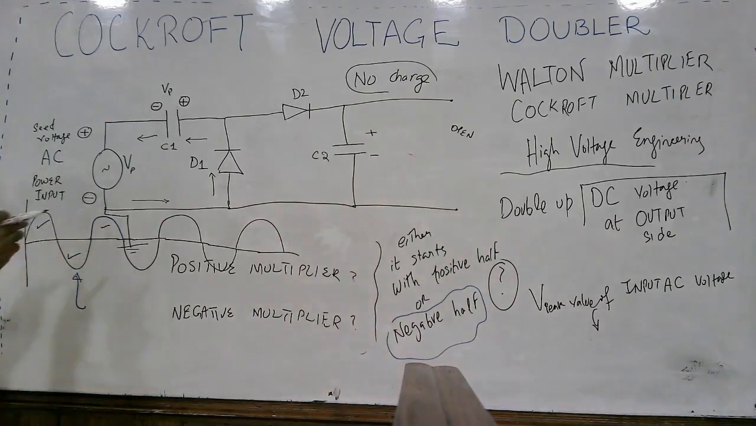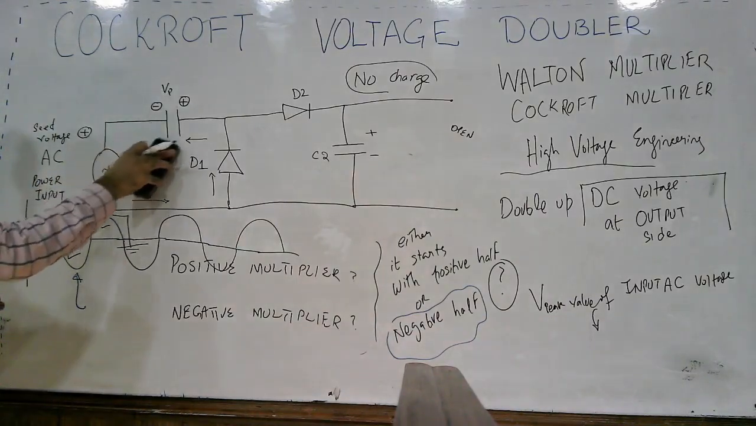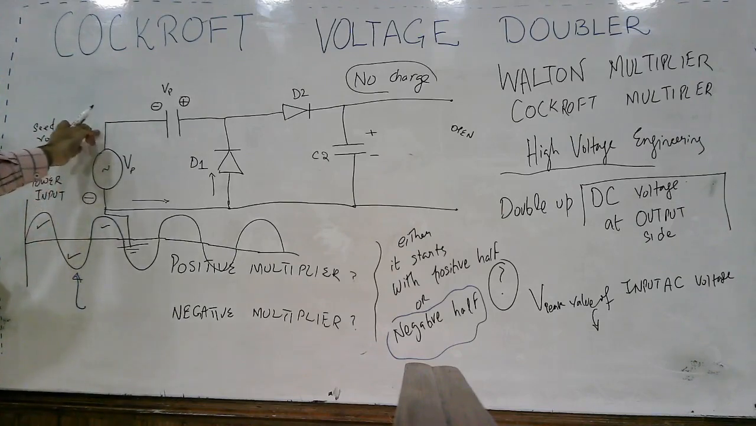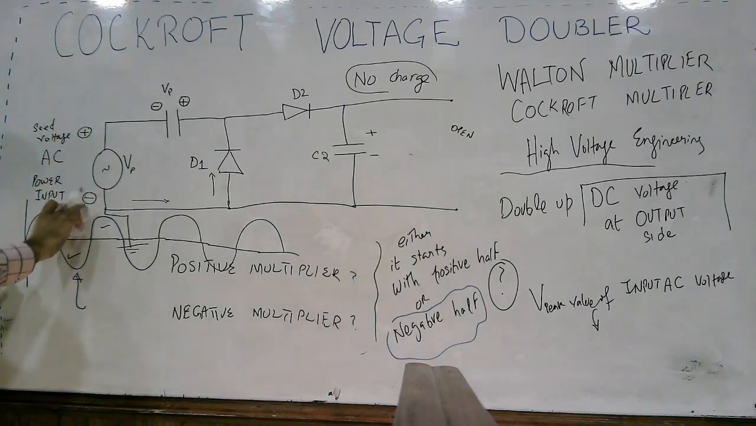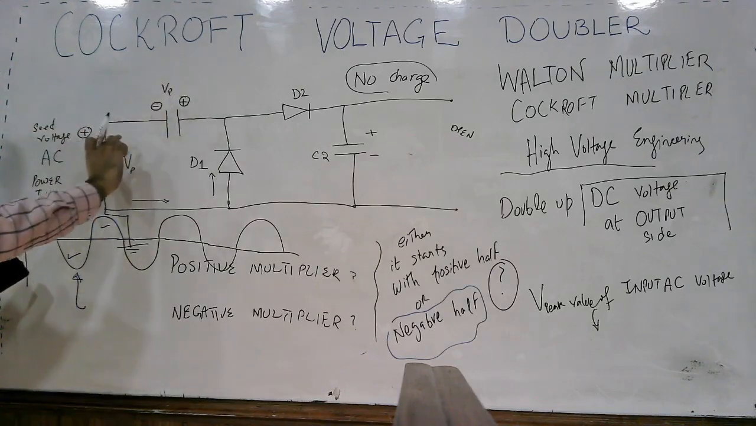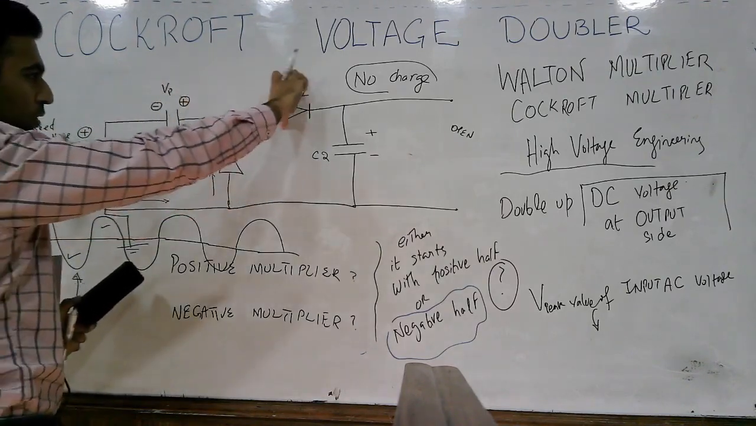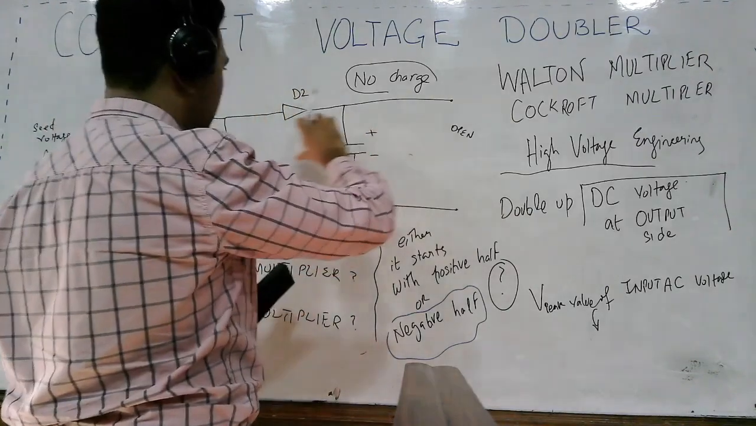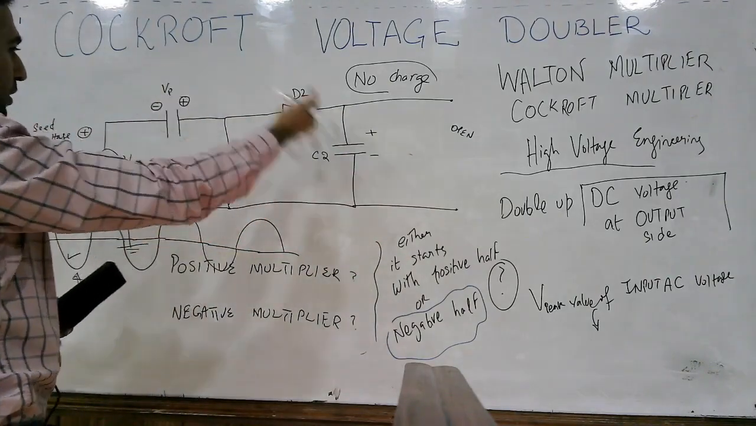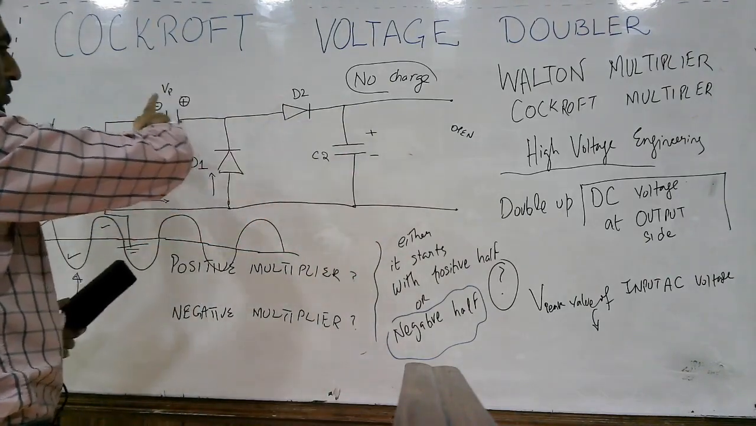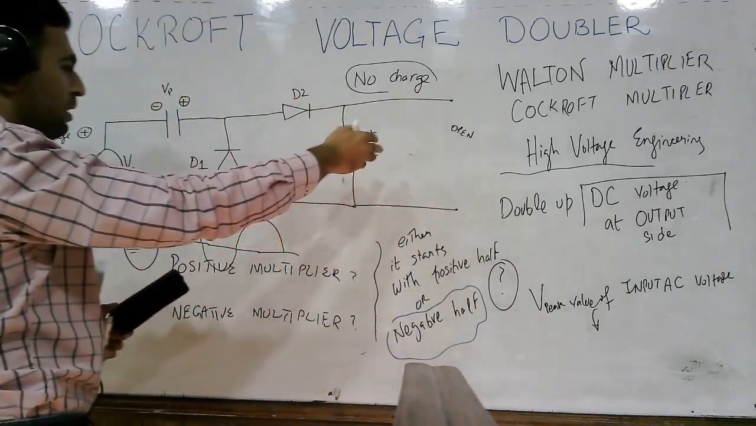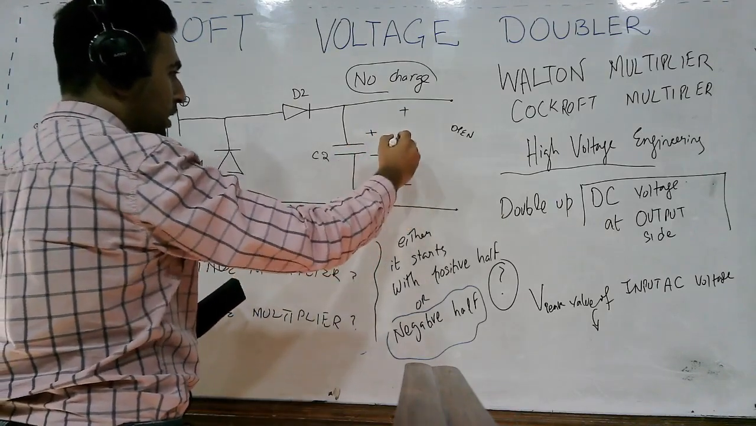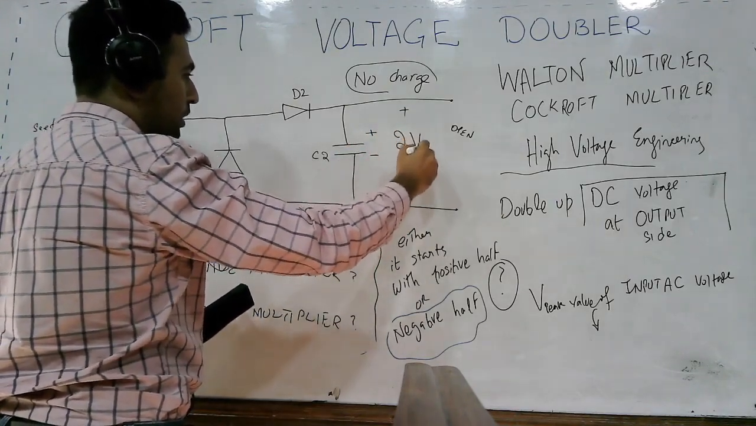Now what happens? This capacitor is charged, and here you have the positive half cycle. Here is the positive potential, and here will be the negative potential. So these two potentials will add up. They will forward bias this diode D2, and these voltages will be stored here. This capacitor along with this voltage source will discharge across this capacitor C2, and the voltage here will be plus minus 2 Vp.